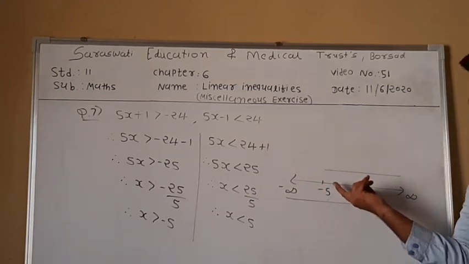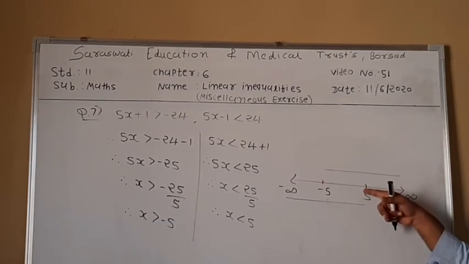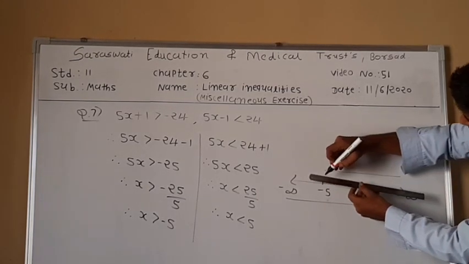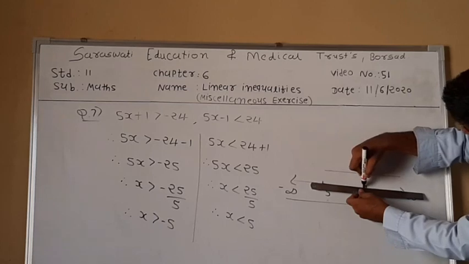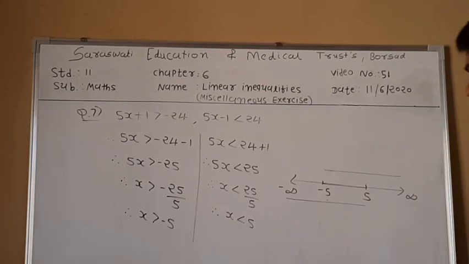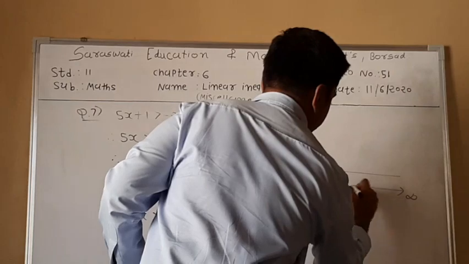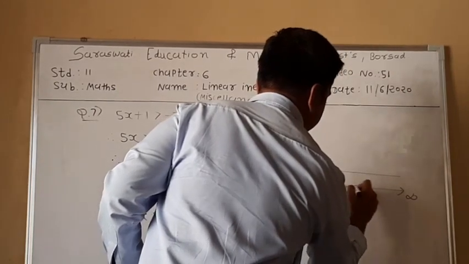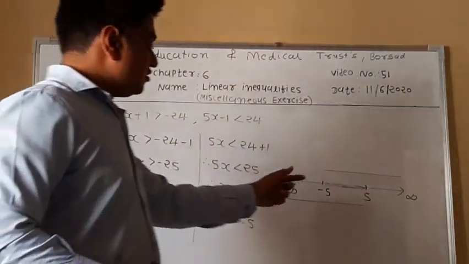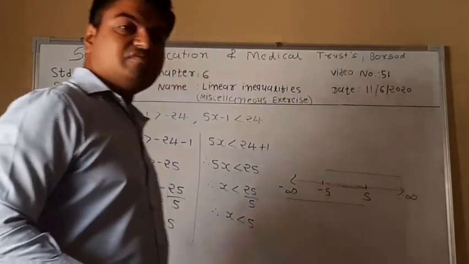Now which portion is common? The common portion is between minus 5 to 5. So our shaded portion is between minus 5 to 5. Here we can draw a dark line between minus 5 to 5. Clear? So our answer is minus 5 to 5, the common portion like this.